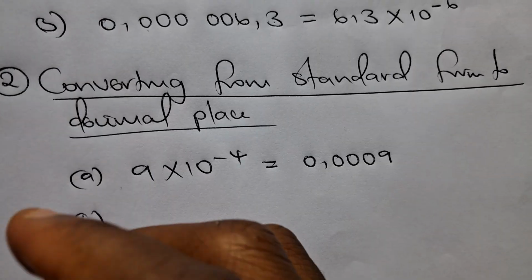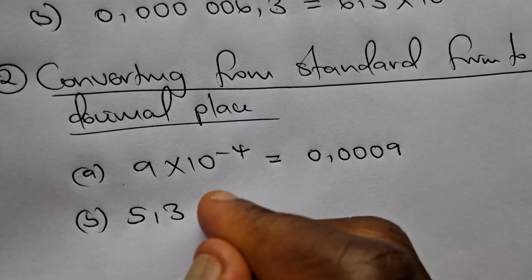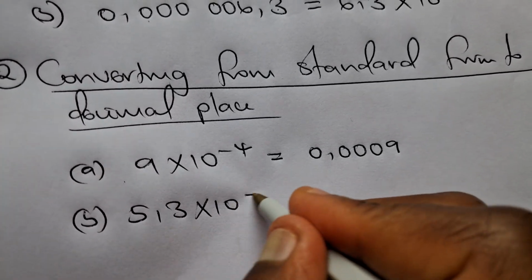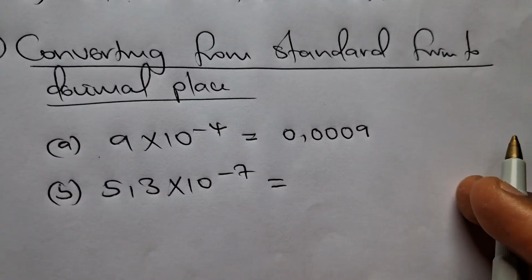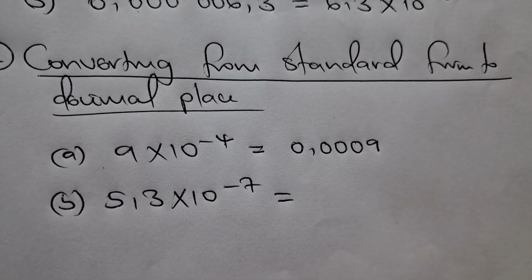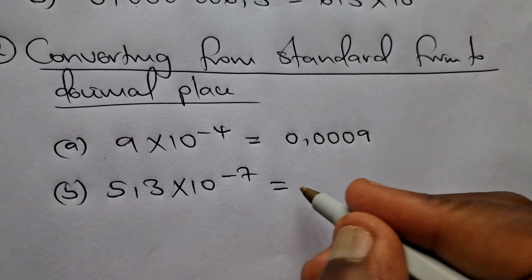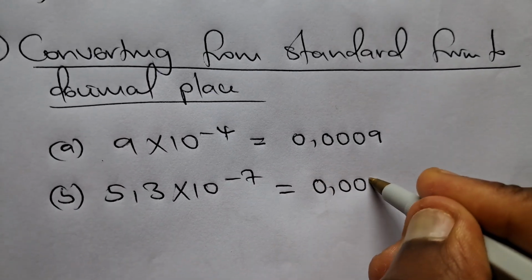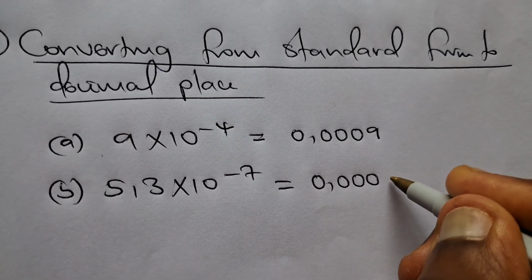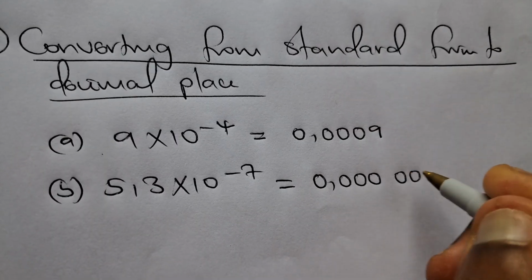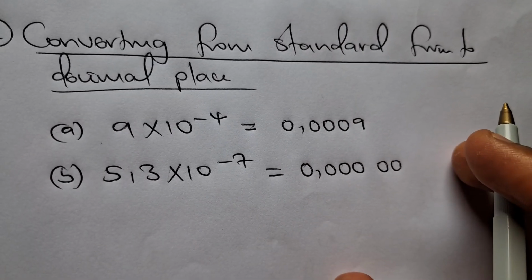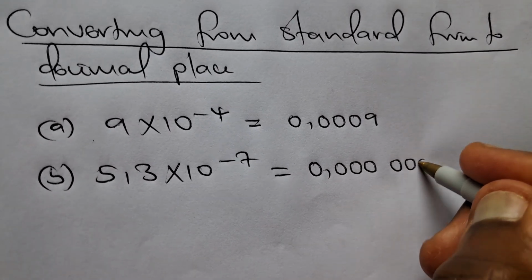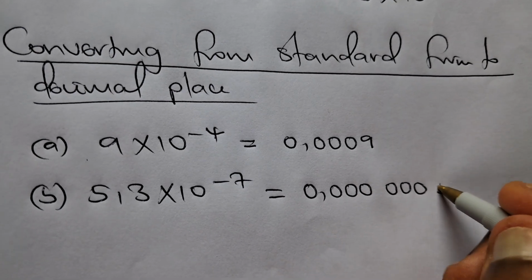Then on B, you are given 5.3 times 10 to the power negative 7. These items come in paper 1, so mostly you don't have a calculator. You just need to know the basics. So we are going to count 7 places. So it's negative. So it will be 0, 1, 2, 3, 4, 5. You are not going to rush: 5, 6. Then you write 5 and 3.